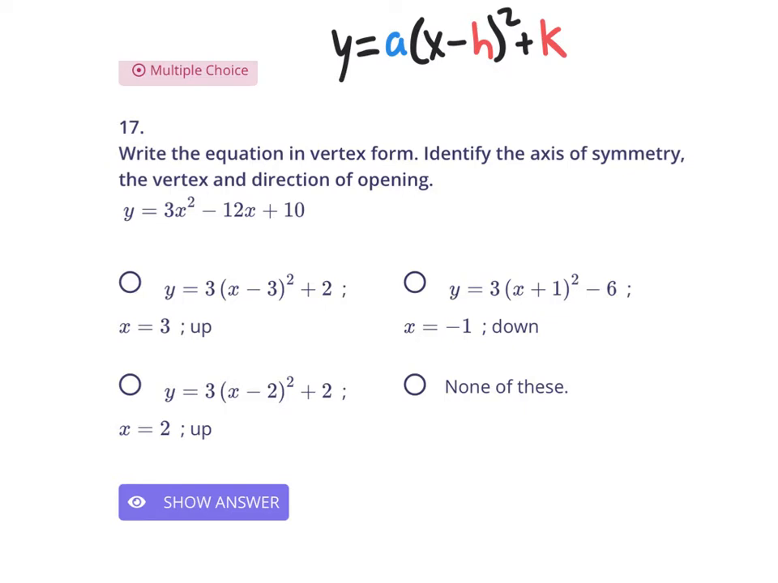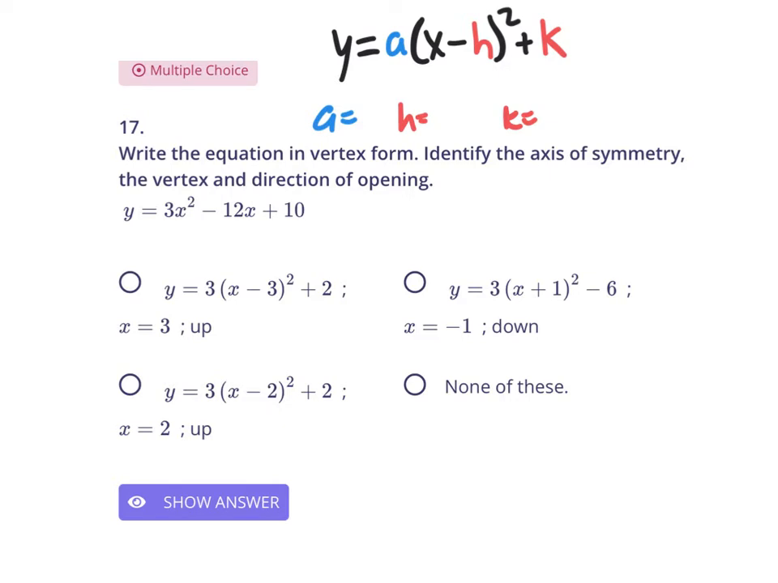That is vertex form. And what we need to recognize here is that we need three things to write an equation in vertex form. We need the a value, we need the h value, and we need the k value. Now, the a value tells us a lot. If it's positive, the parabola opens up. If it's negative, the parabola opens down. If the a value is other than 1, it tells us if it gets vertically stretched or vertically compressed, right? If it's vertically stretched, it's narrower. If it's vertically compressed, if it's closer to 0, it's wider.